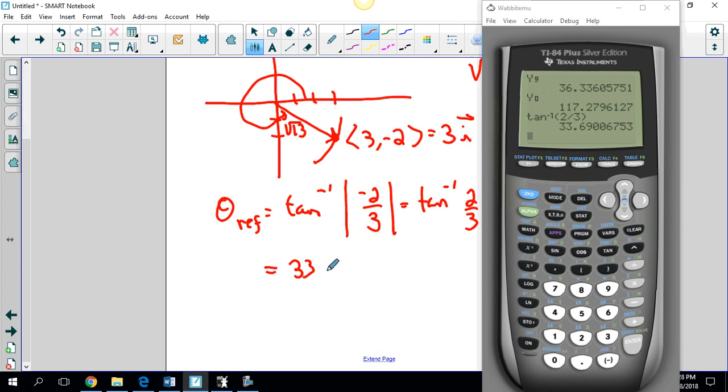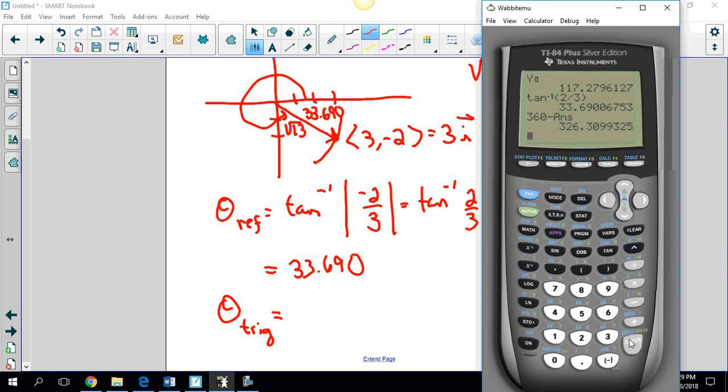So 33.690. That's my reference angle. Therefore, my trig answer, theta trig, is 360 minus the last answer. And I get 326.309 degrees.